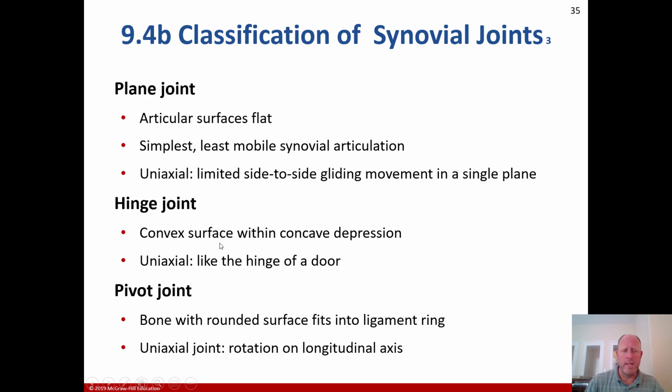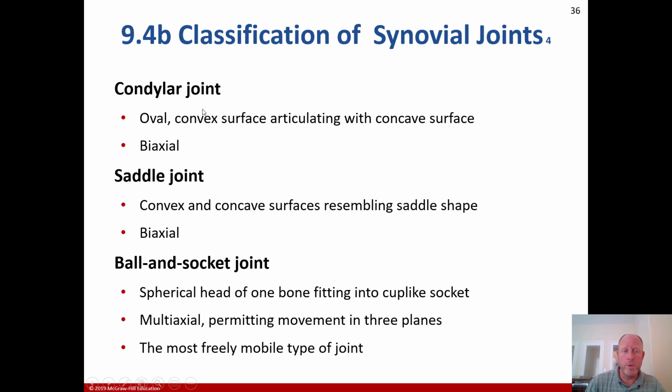A hinge joint has a convex surface with a concave depression. It's uniaxial, like the hinge of a door. Typically your elbow is pretty close to it; it's basically a hinge type joint. Your pivot joint is a bone with a rounded surface that fits into a ligament ring, and it's a uniaxial joint where there's rotation on the longitudinal axis. A condylar joint has an oval convex surface articulating with a concave surface, and is biaxial. We have the condyles, like those of our knee.